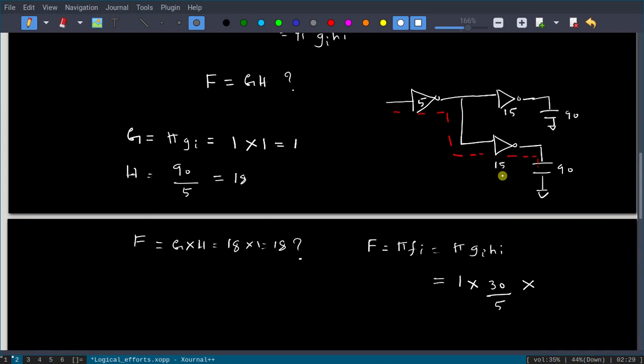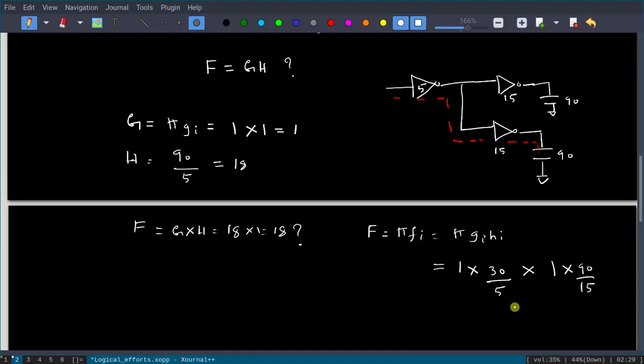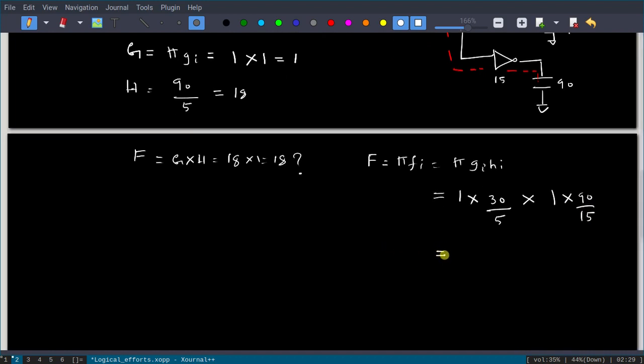Then G2H2 I have to do. G2 is again the logical effort of NOT, which is 1, and the electrical effort is 90 divided by 15. Okay. So totally what we will get? If you calculate, this is 6 and this is 6. So we have 6 into 6, that is nothing but 36. Now you can see F is whatever you have got from here. This is G and H, you multiplied and you got 18, and actual F is 18.